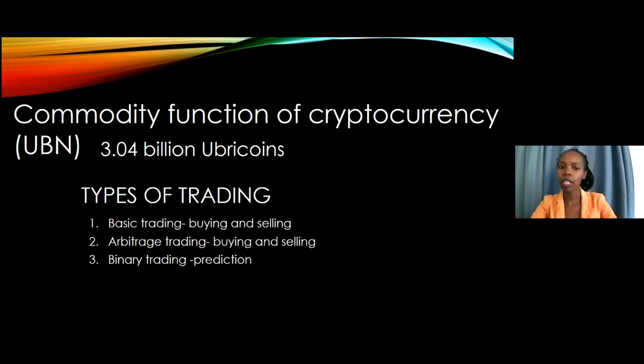The commodity function is for trading, and that is the UBN for community development, for basic trading, arbitrage trading, and binary trading. Maybe I mentioned something about binary trading. This is the prediction of the market of how price is going to range, whether it's going to go up or it's going to go down. And if you predict right, you are going to get some money from it. So what we are doing right now is basic trading and arbitrage trading, but in the very near future, we are going to go to binary trading.